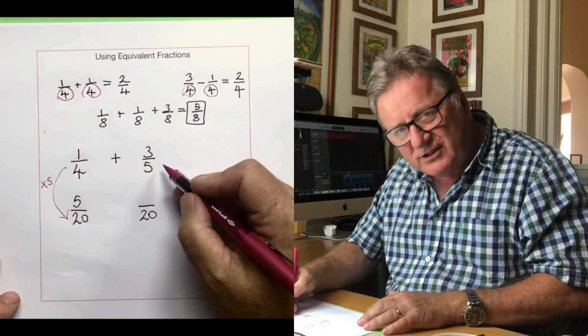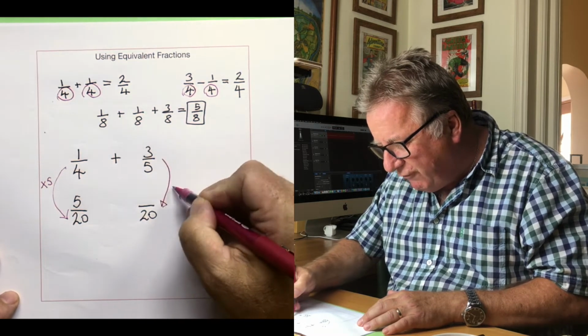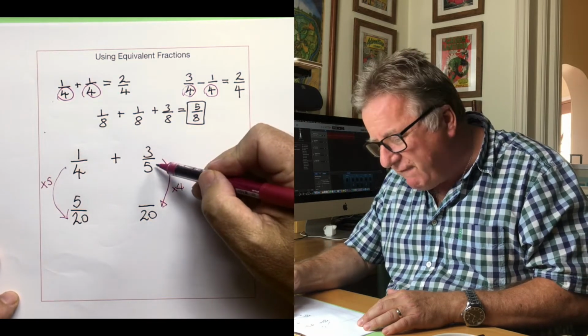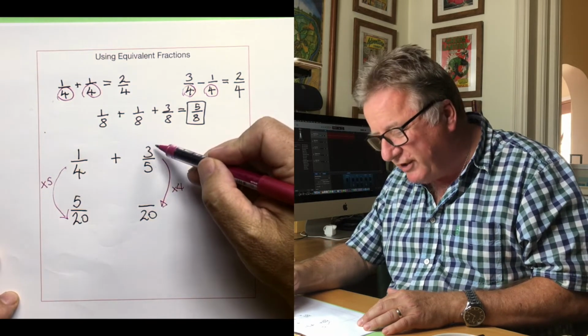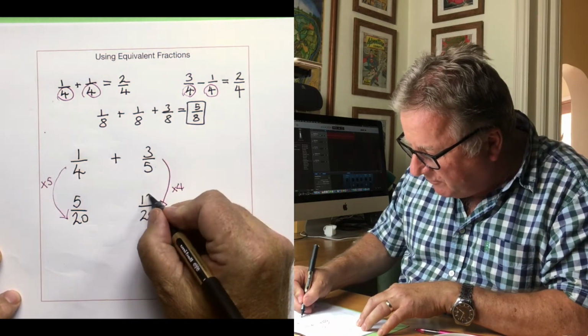And what have I done to the 5 to make it 20? I've multiplied it by 4. Again, equivalent fractions. If I've multiplied that 5 by 4, I multiplied the 3 by 4. So that is 12 20ths.